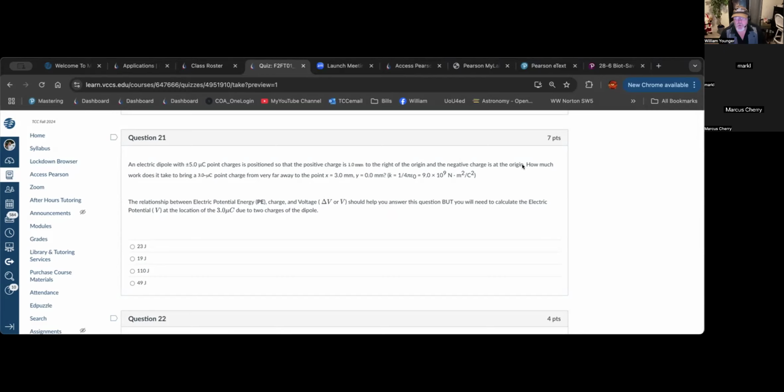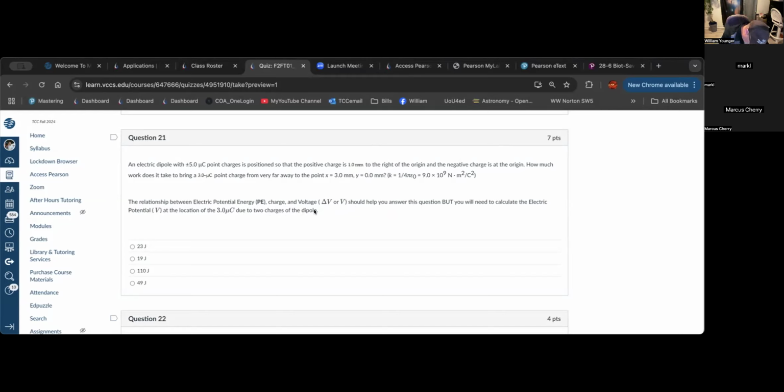Okay. So what we can do is calculate the electric potential at that point, and then if you multiply the electric potential at that point by the charge, that's supposed to give you the actual work required to bring it there. It says the relationship between the electric potential energy PE, charge, and voltage delta V should help you answer the question, but you will need to calculate the electric potential V at the location of 3 microcoulombs due to the 2 charges of the dipole. So they're giving you a really big hint, but they didn't really give you the equation.